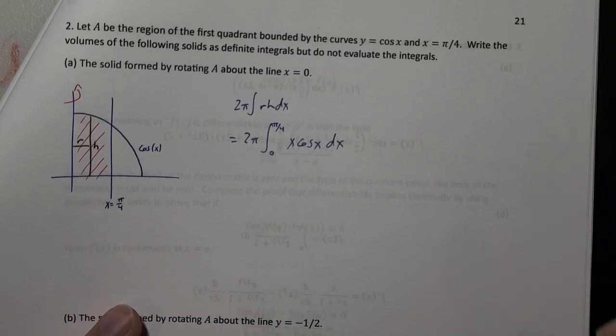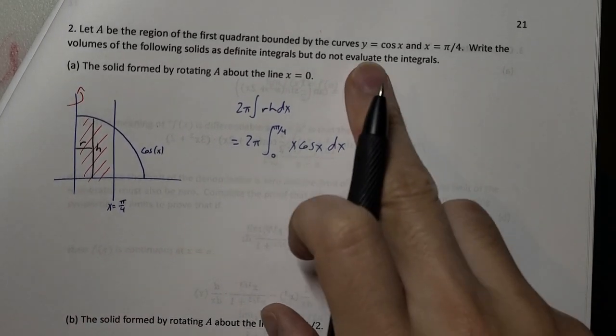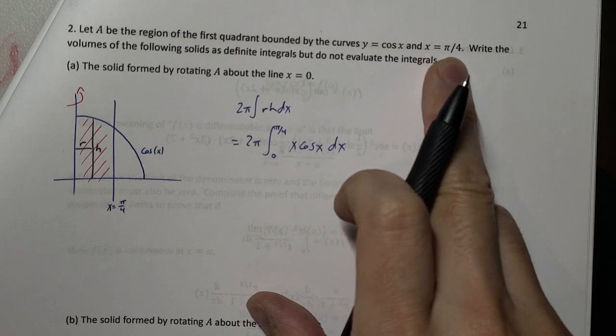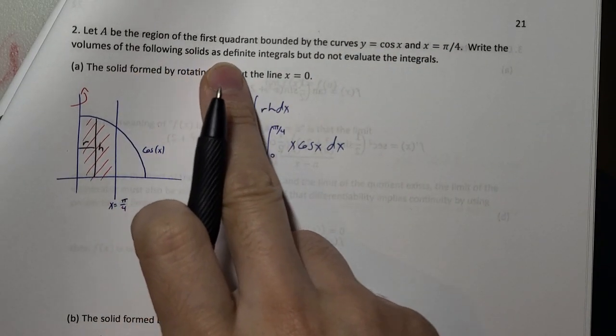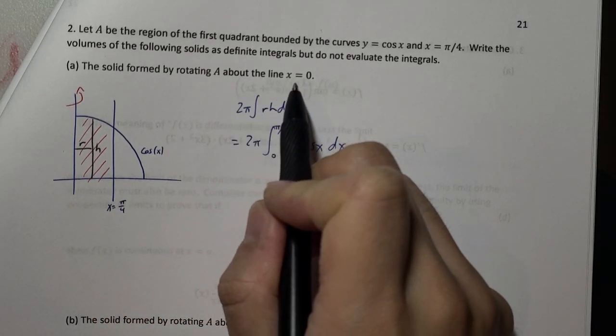This is a volume question. Let A be the region in the first quadrant bounded by the curves y equals cosine x and x equals pi/4. Write the volumes of the solids, but don't evaluate, okay? So, first one, solid formed by rotating A about the line x equals 0.